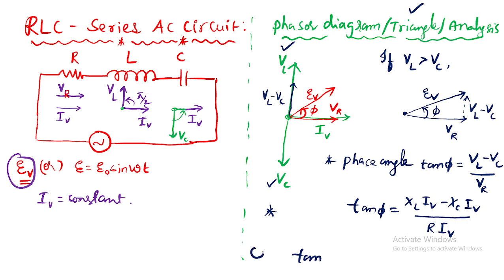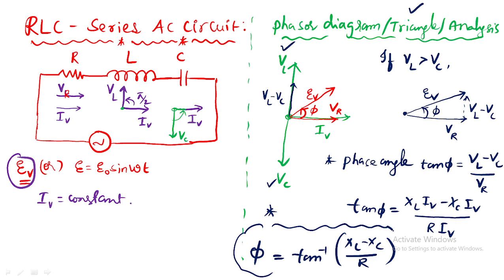So the total phase angle will be phi equals tan inverse of XL minus XC divided by R. Got the phase angle or not? Got it? Done. This condition, do not forget: VL is greater than VC.